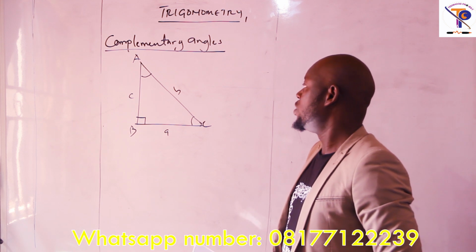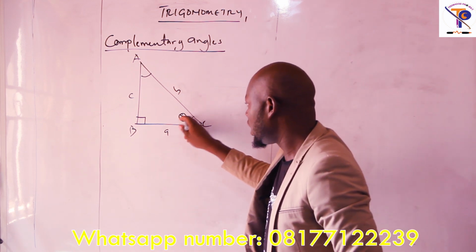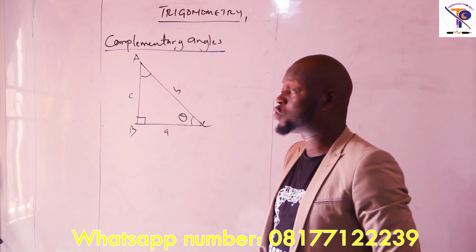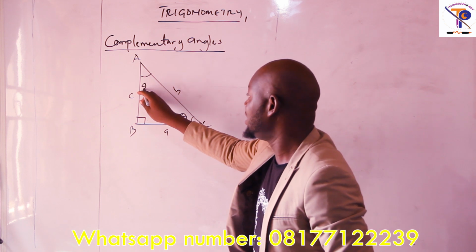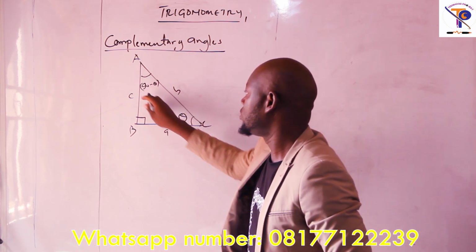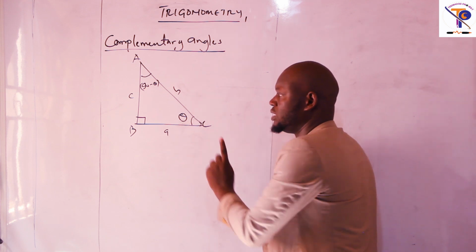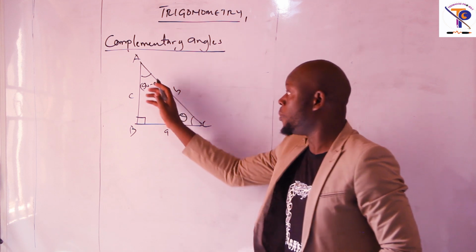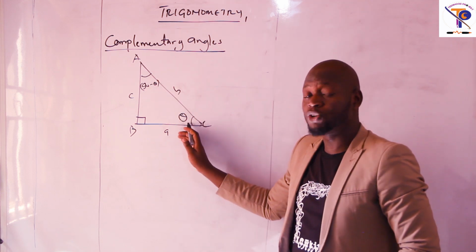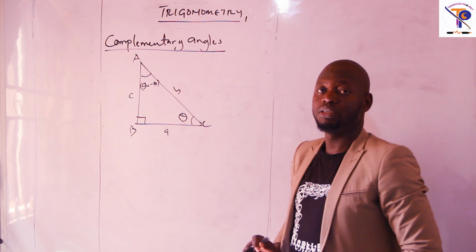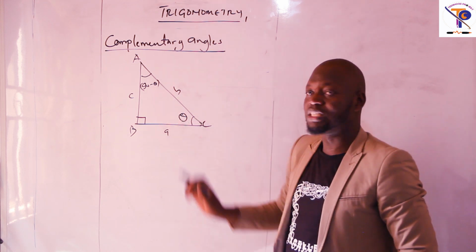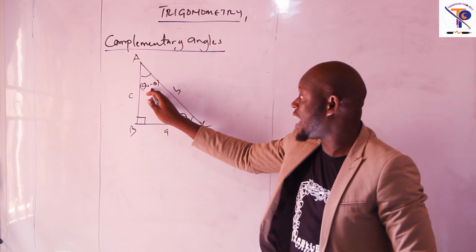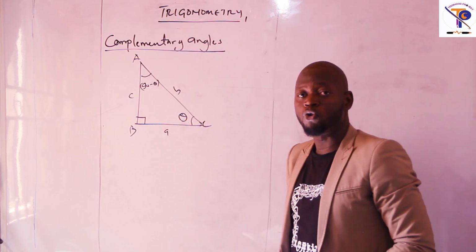So from here, if this is theta, an unknown value, and this is 90 degrees, automatically this will be 90 minus theta. What do I mean? If this one is 20, we have this already to be 90 degrees, so the two will sum to 90 degrees. If this one is 20, just take 20 from 90, you have 70. If this one is 30, obviously this is 60. So whatever this is, subtract it from 90, you have this angle. That is what they call complementary angles.